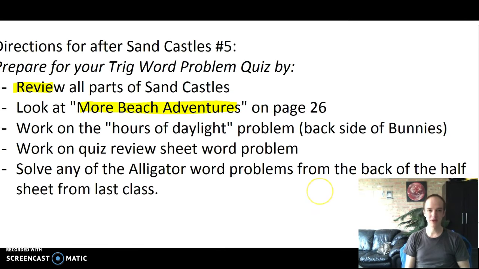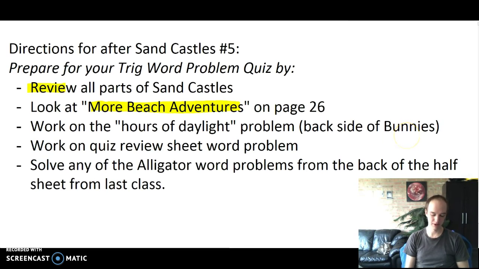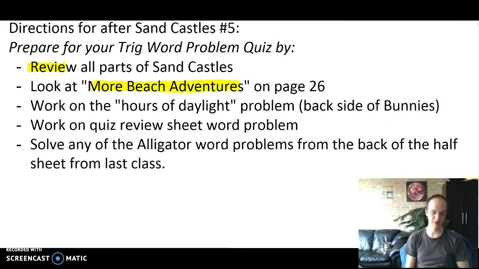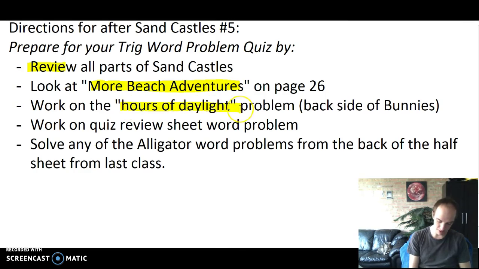Or say you hate the beach. You prefer to live in Chicago, where we don't have very many beaches. Then you can talk about the hours of daylight problem on the back side of the bunny sheet from last class. But that's a really nice problem. It has some really gross numbers because it's the real function. It can tell you how long daylight is in Chicago. There's a review problem on the quiz review sheet on the very bottom. That would be a really great problem to study from.